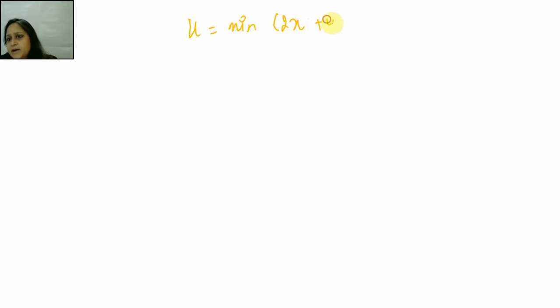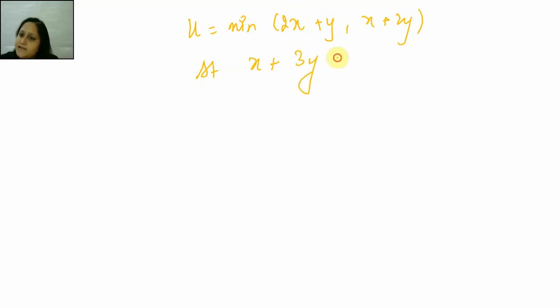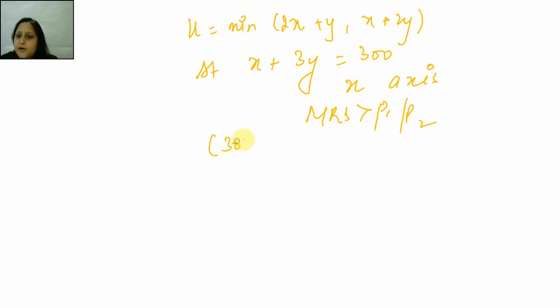2x plus y comma x plus 2y, subject to the last one then, x plus 3y is equal to 300. In this case, we are saying he should be consuming on the x-axis because our MRS is greater than the price ratio. If he is consuming on the x-axis, then where is he consuming? He is consuming at a point like 300 comma 0. When he is consuming at a point like 300 comma 0, his utility is 300, which is the highest possible.